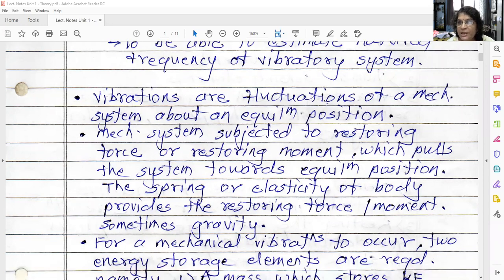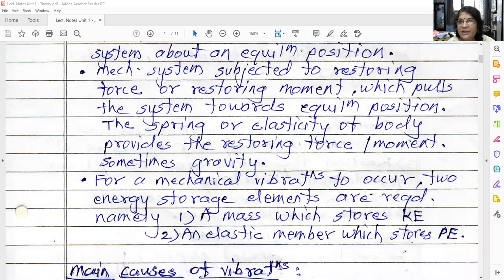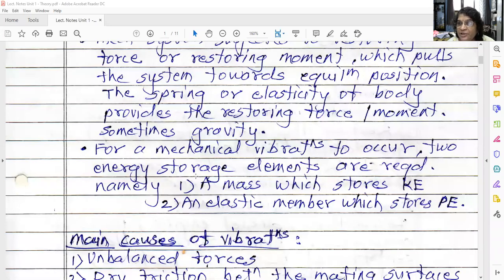Spring or elasticity of the body provides the restoring force or moment, and sometimes gravity also provides the restoring moment, for example in a simple pendulum. For a mechanical vibration to occur, two energy storage elements are very important. First is kinetic energy, second is potential energy. Every mechanical object possesses mass, and mass is a storage element which stores the kinetic energy.